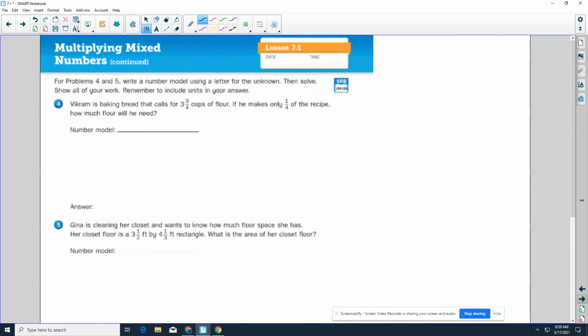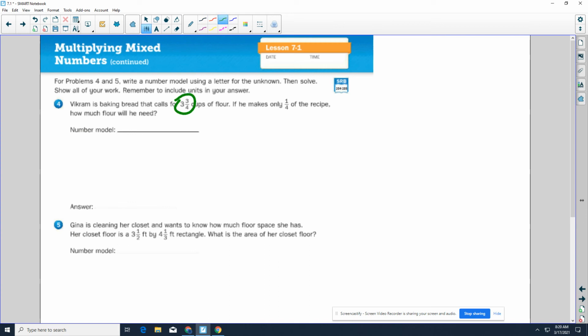Then when you get here, let's look at problems 4 through 5. This is write a number model using a letter for the unknown. Remember, the unknown would be your answer. Then solve. Show all your work. Remember to include units in your answers. Vikram is baking bread that calls for 3 3/4 cups of flour. If he only makes 1/4 of the recipe, how much flour will he need?